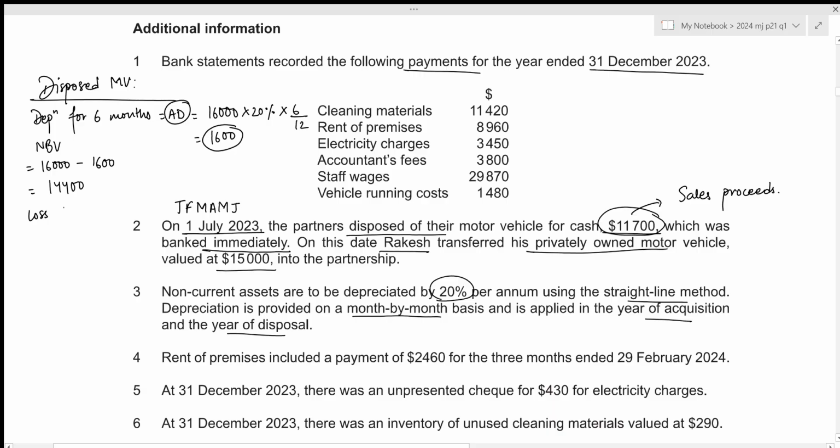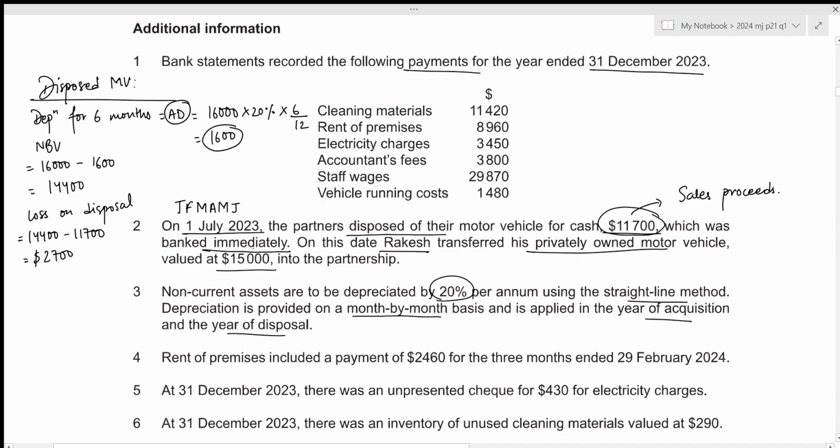So the loss on disposal in this case will be the difference between the net book value and our sales proceeds, which results in the value of 2,700. And this will be recorded as an expense within our statement of profit or loss.